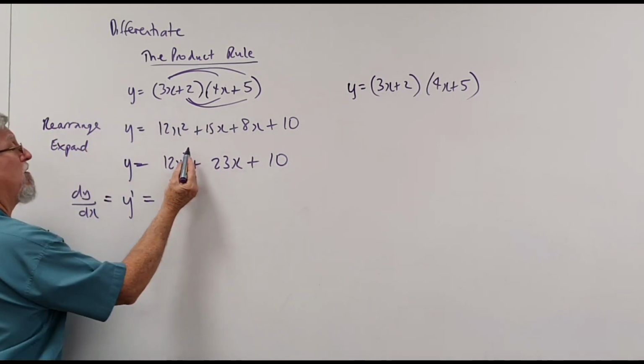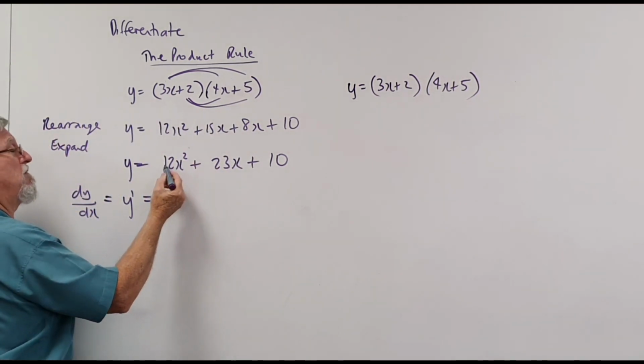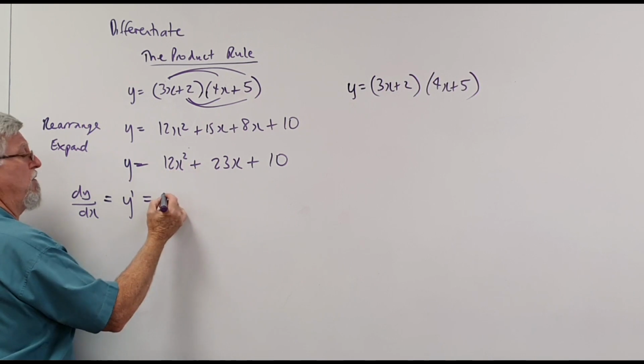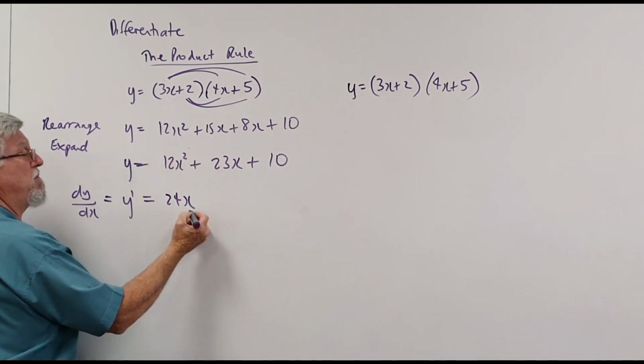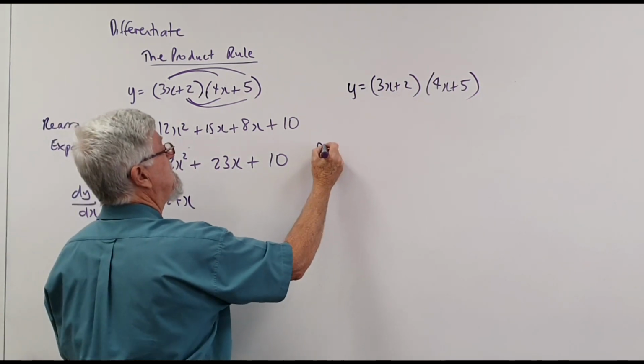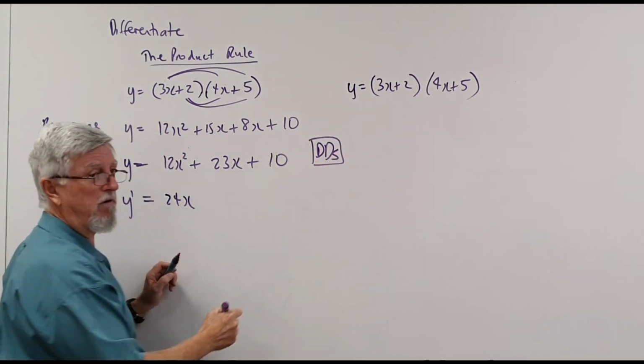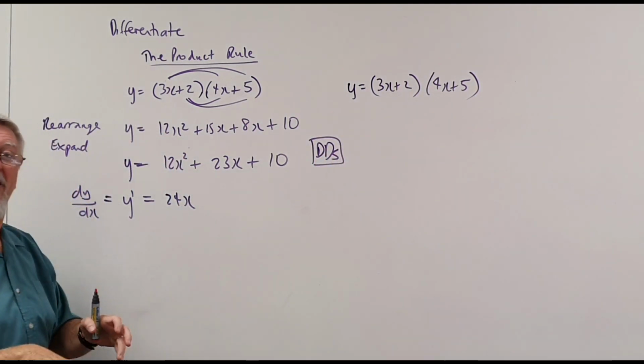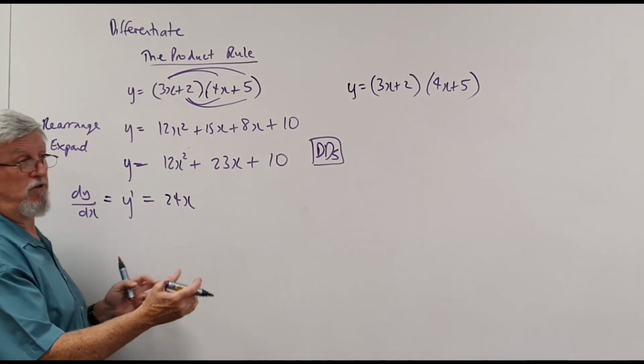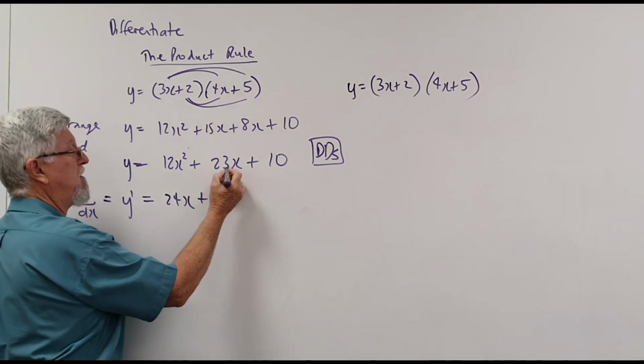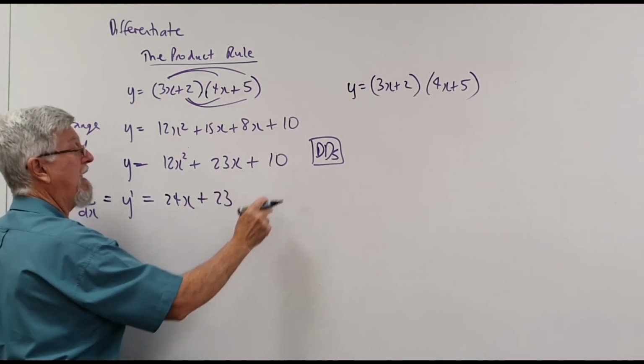What's the rule? You multiply the exponent or the index by the front, which is the coefficient. 2 12s are 24, and decrease the power by 1, so I refer to them as, again, the DDs. When we reverse it, they become the IIs, which I like. It helps people not make so many stupid mistakes like I make. 23x just becomes 23, and 10 is gone.